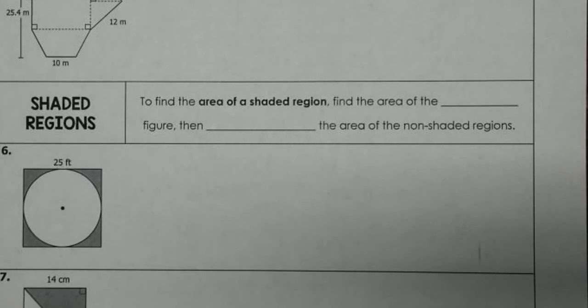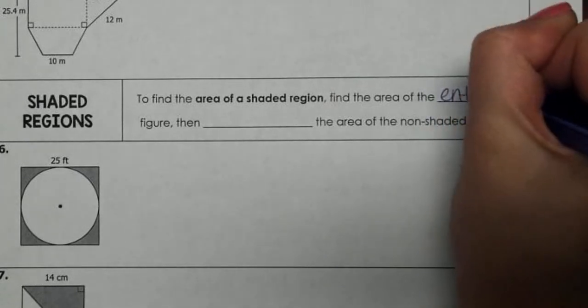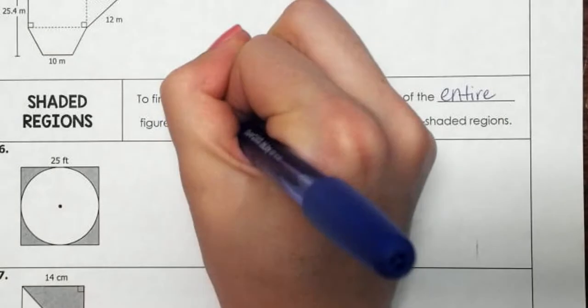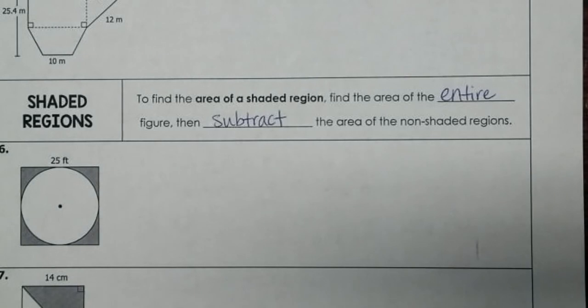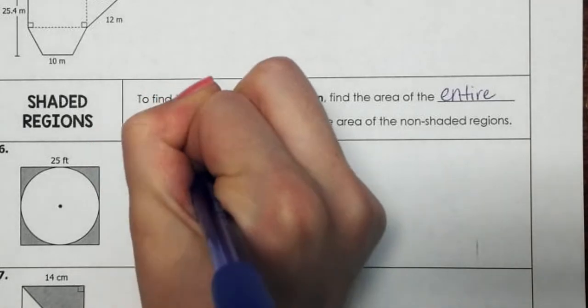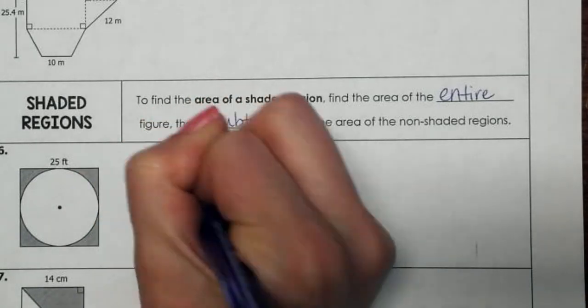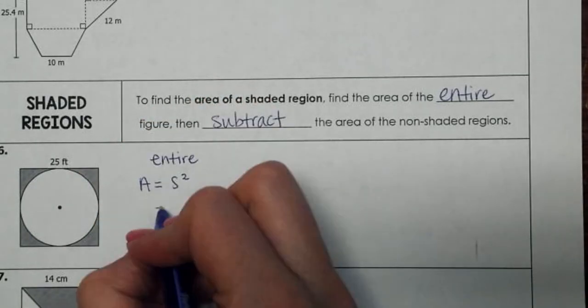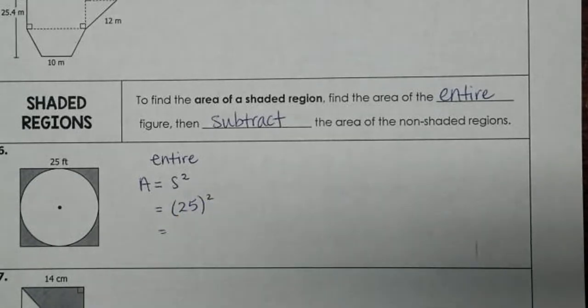So to find the area of a shaded region, you're going to find the area of the entire figure, and then you're going to subtract the area of the non-shaded region, the blank region. Okay? So if you look at number 6, we're going to find the entire region first. The entire figure is a square, so the area is going to be side squared. We know the side is 25. So 25 squared will give me 625.